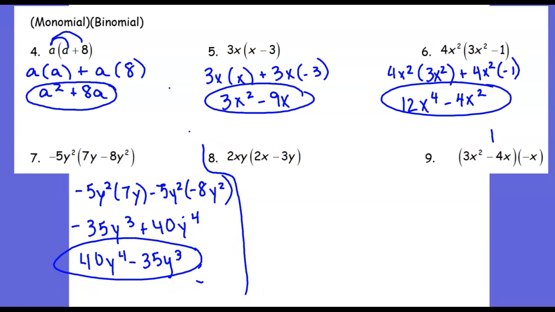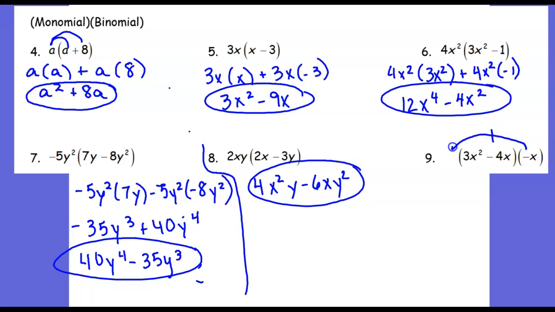All right, draw a little line here. But number 8, we're going to distribute. We'll get 4x squared y minus 6xy squared. And we're done. Okay. Number 9, I like to actually bring the -x to the other side. Okay, and then it makes it easier to distribute for me. So when I do that, I get -3x to the third power plus 4x squared.